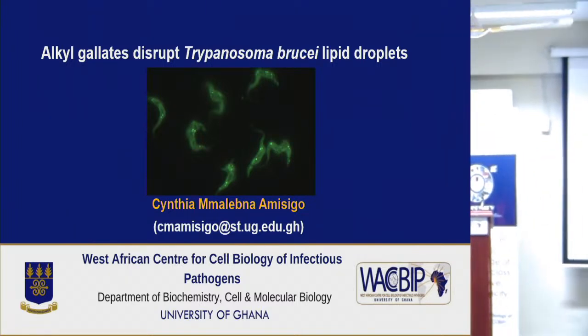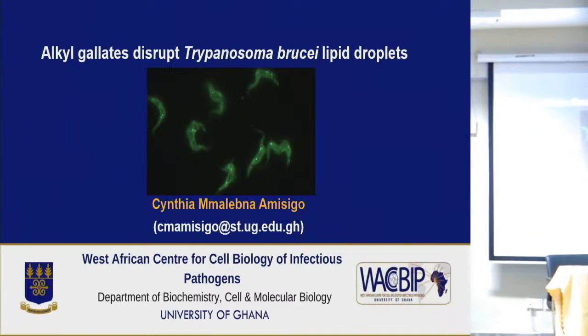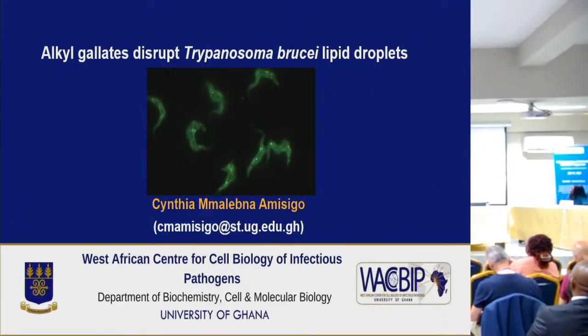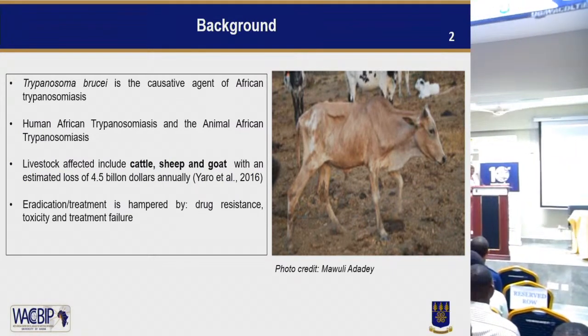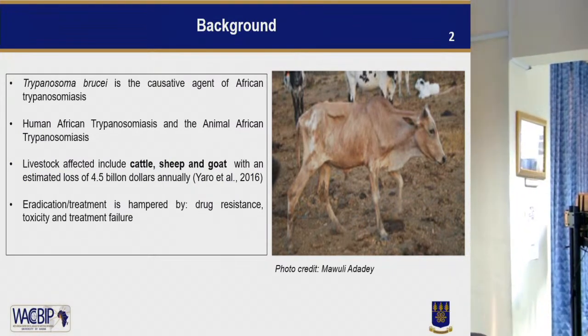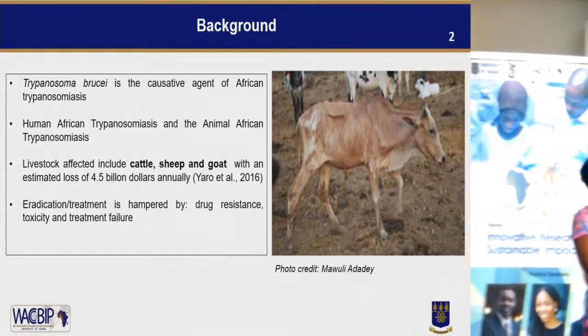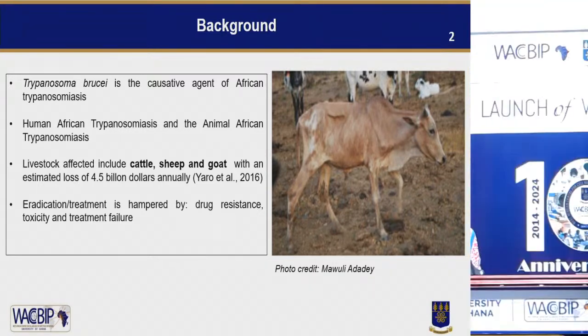Good afternoon. I'm Cynthia Amisigo, and my talk is on alkyl gallates disrupt Trypanosoma brucei lipid droplets. Trypanosoma brucei is a causative agent for African trypanosomiasis, and based on its mammalian host, the disease can present in two forms. We have the prevalent form, with an estimated loss of about $4.5 billion annually in livestock production.